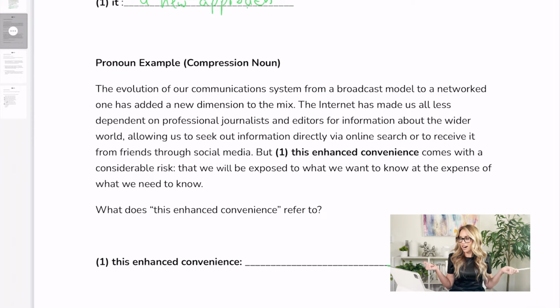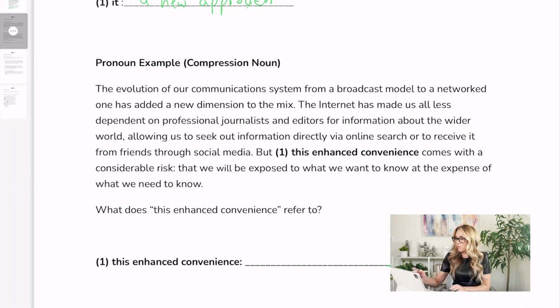So when we take a look at this paragraph, it says the evolution of our communication system from a broadcast model to a network one has added a new dimension to the mix. The internet has made us all less dependent on professional journalists and editors for information about the wider world, allowing us to seek out information directly via online search or to receive it from friends through social media. But this enhanced convenience comes with a considerable risk. Okay, what are they talking about here when they say this enhanced convenience? Can you figure that out?